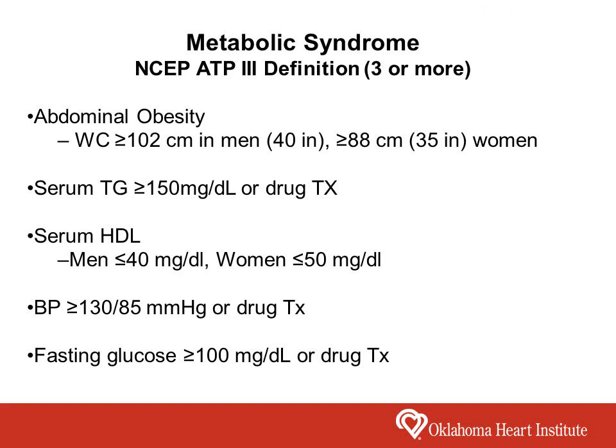Metabolic syndrome, NCEP-ATP3 definition: three or more of the following. Abdominal obesity, waist circumference greater than or equal to 102 cm, 40 in, in men, greater than or equal to 88 cm, 35 in, in women. Serum TG greater than or equal to 150 mg/dl or drug treatment.